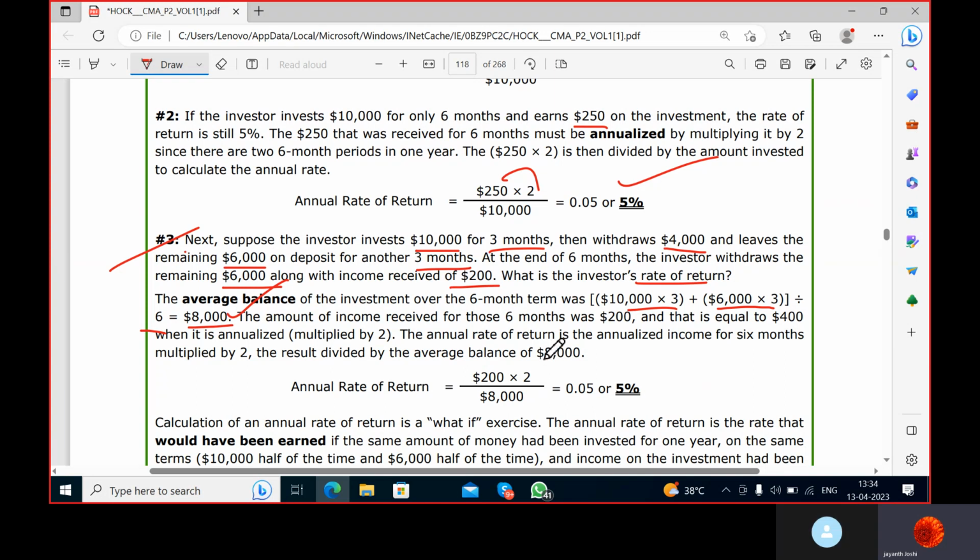And what returns has he got? The income received for those 6 months was 200, and that is equal to 400 when annualized, when we multiply it by two, correct? Because things are clearly given, we are seeing annualized returns here. So 400 divided by 8,000 is again 5%.